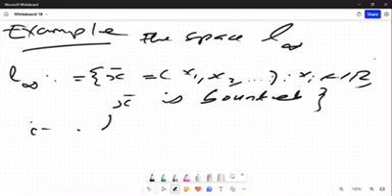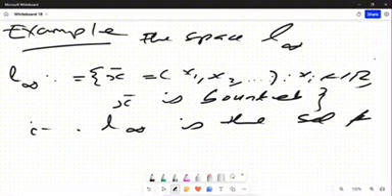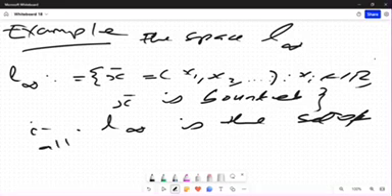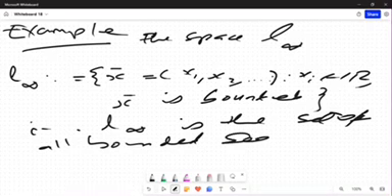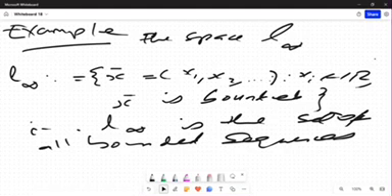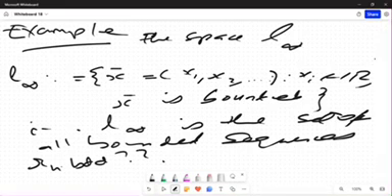That is, L infinity is the set of all bounded sequences. I'm sure you remember when we say that a sequence is bounded. Xn bounded. What does that mean? A sequence is bounded. What does that mean?